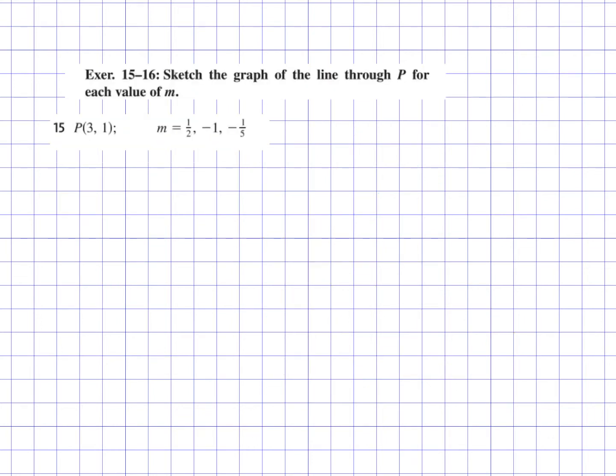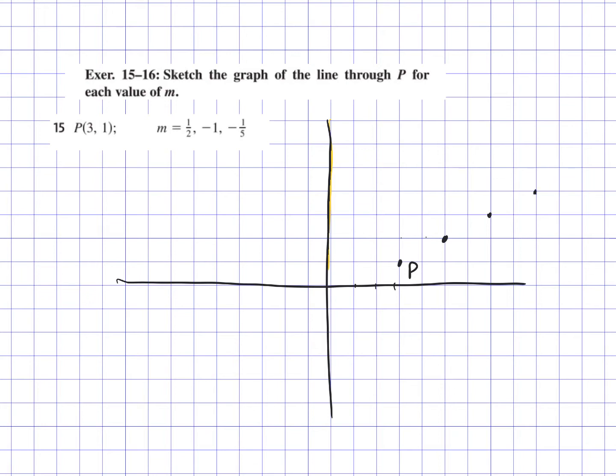Again, graph a line through P with those slopes. So let's draw our graph here. Here's point P. So from point P, our slope is going to be 1/2. So up 1 and over 2, or down 1, left 2. And then we're going to do negative 1. So from point P, we'll go down 1 over 1, or up 1, left 1.